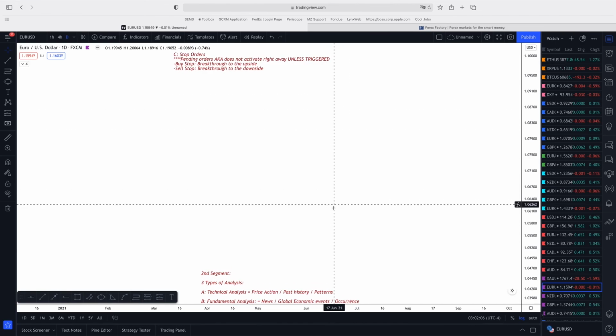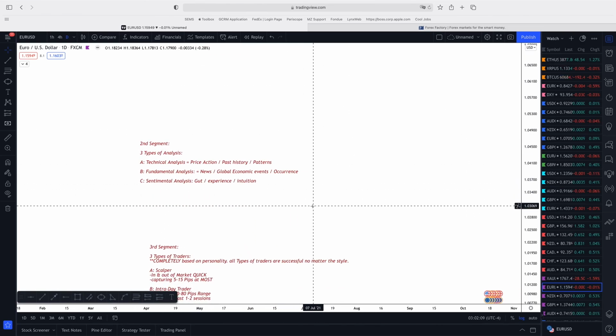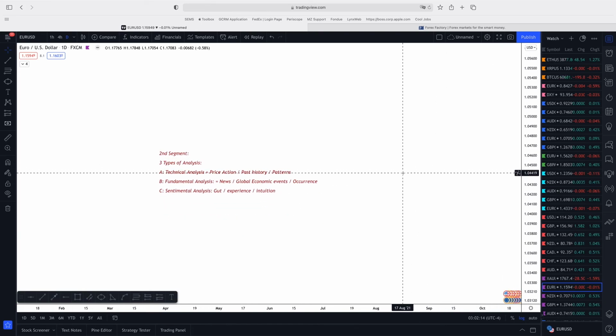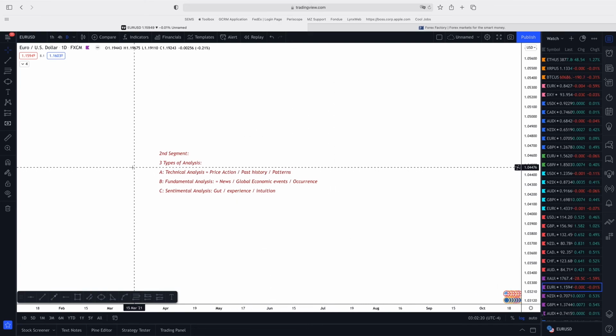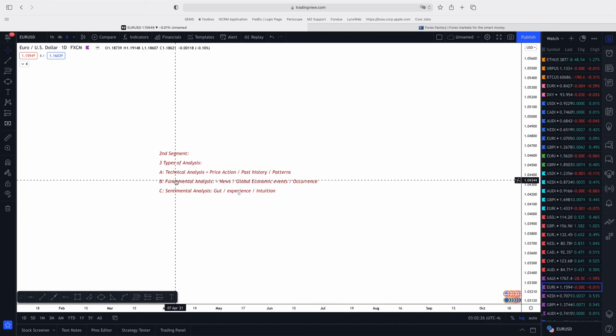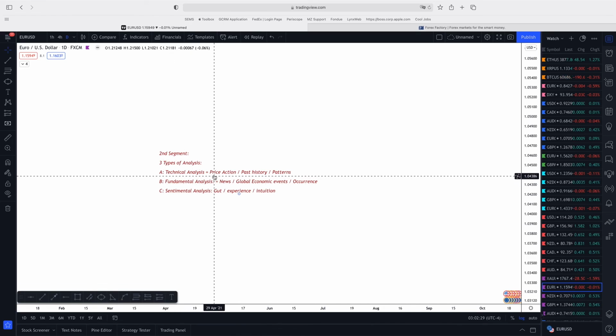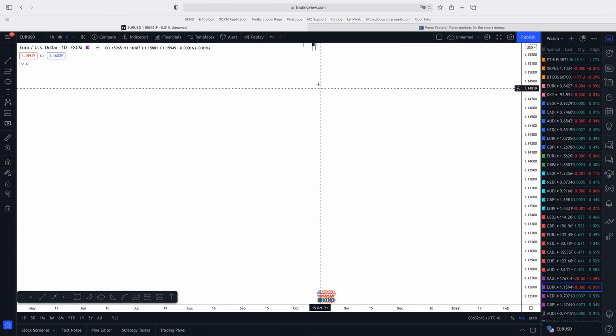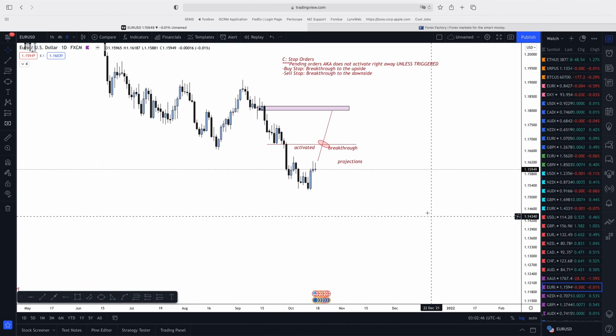Okay, guys, we go on to the second segment, and I want you guys to really take notes of this. The second segment is the three types of analysis that traders use. The very first one being technical analysis. What is technical analysis, guys? Technical analysis is basically your price action. You're reading the past history of the charts in order to use the patterns that were left there in order to make projections.